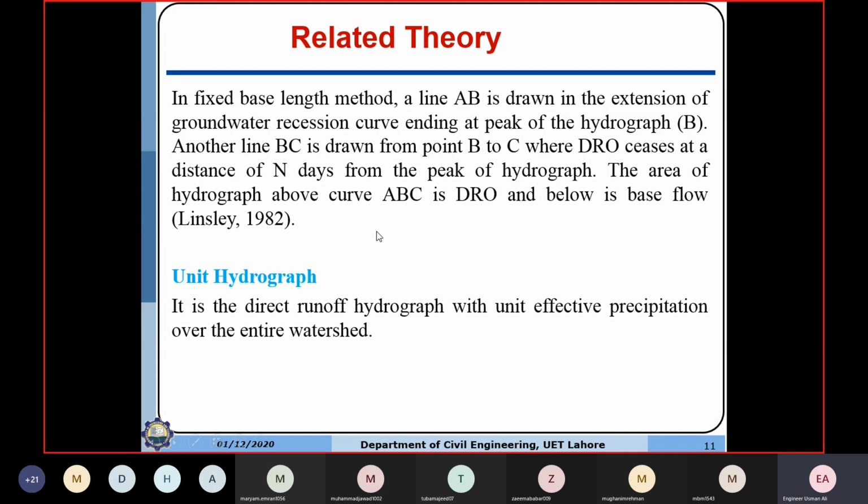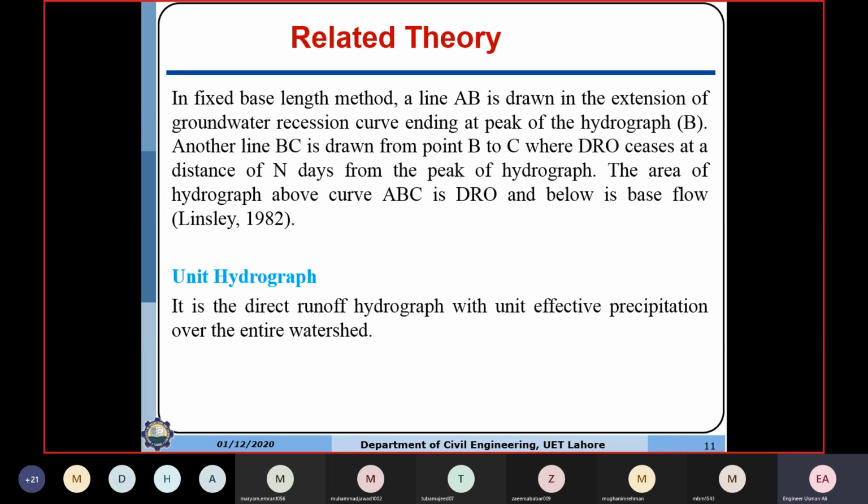Coming to the unit hydrograph. Now unit hydrograph is the direct runoff hydrograph with unit effective precipitation over the entire watershed, that is 1 centimeter or 1 inch. If on any watershed there is 1 inch or 1 centimeter of effective rainfall, what is effective rainfall? That is total rainfall minus losses due to evaporation, infiltration and transpiration.